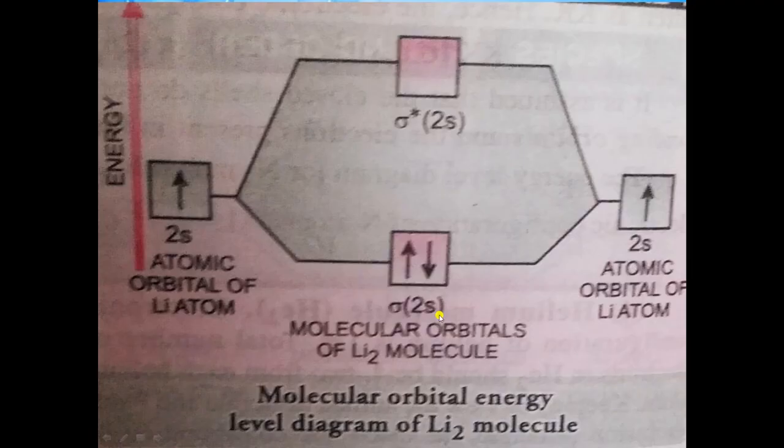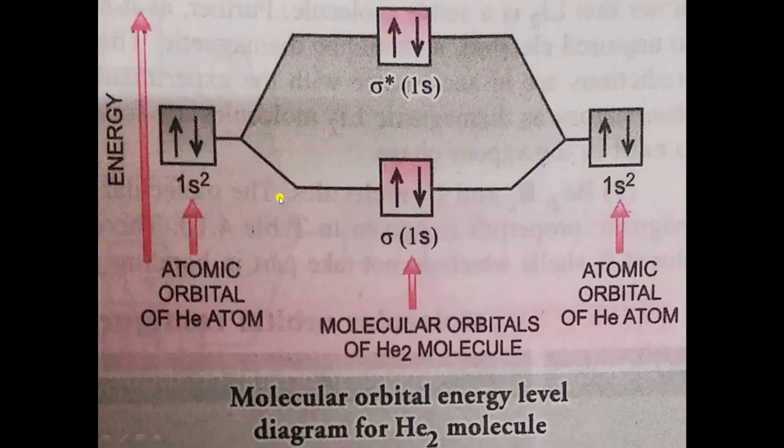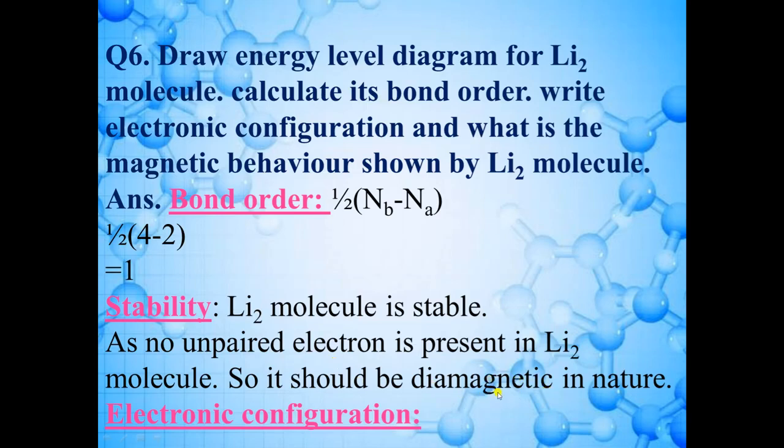Now can you see any unpaired electron? Here in the 2s orbital there is no unpaired electron. Okay, now we will check the 1s orbital. Here also no unpaired electron is present. That means it should be diamagnetic. Okay, that is why it is diamagnetic in nature.